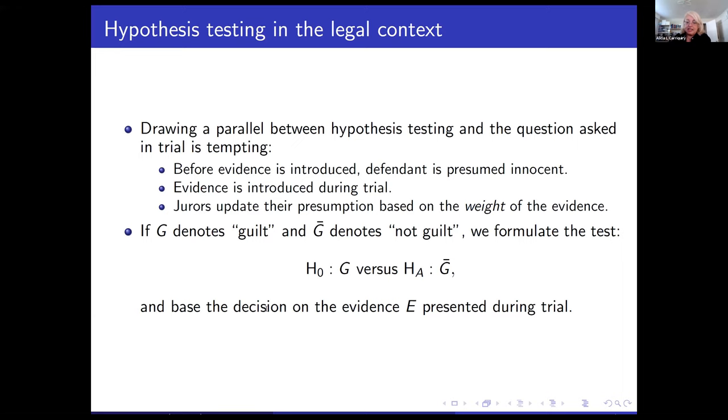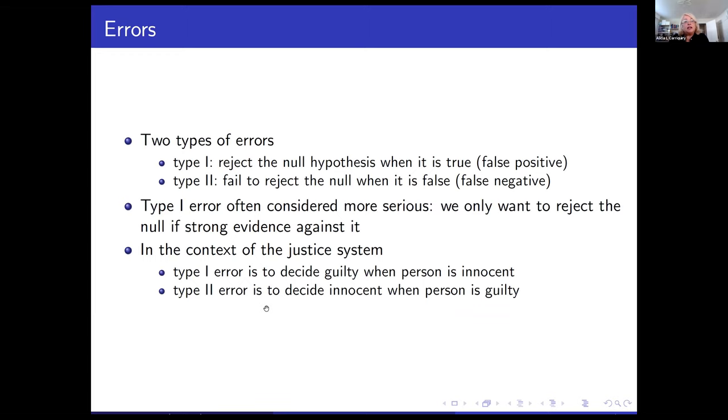There are, of course, the errors that we know about when we do hypothesis testing, the type one and the type two errors. The type one error is rejecting the null hypothesis when the null hypothesis is true. That's what we might call a false positive. The type two error is when we fail to reject the null hypothesis when, in fact, the null hypothesis is not true. That's what we might call a false negative.